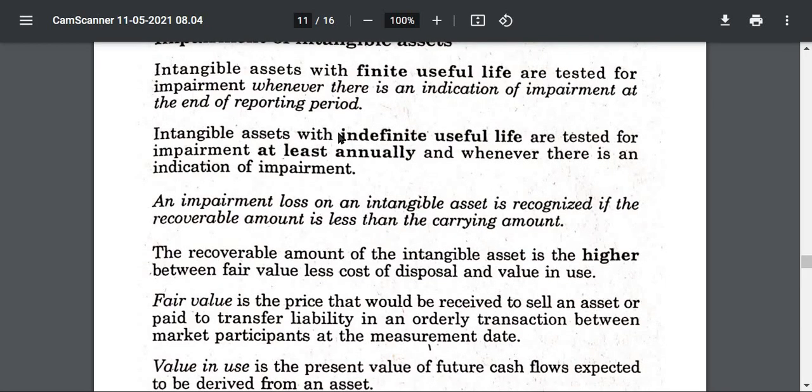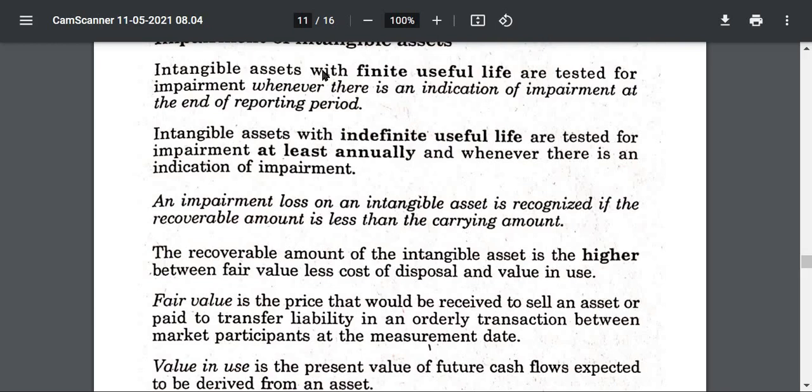Now, if the intangible asset naman ay merong indefinite useful life, meaning they can live forever, that's the time, dahil hindi natin sila ina-amortize, tinitest natin sila for impairment at least annually, even if there is no indication. So kahit na walang indication of impairment at the end of the period, tinitest pa rin natin sila for impairment kasi they have indefinite useful life, or anytime. Tinitest natin sila for impairment anytime kapag may indication that the intangible asset is impaired.